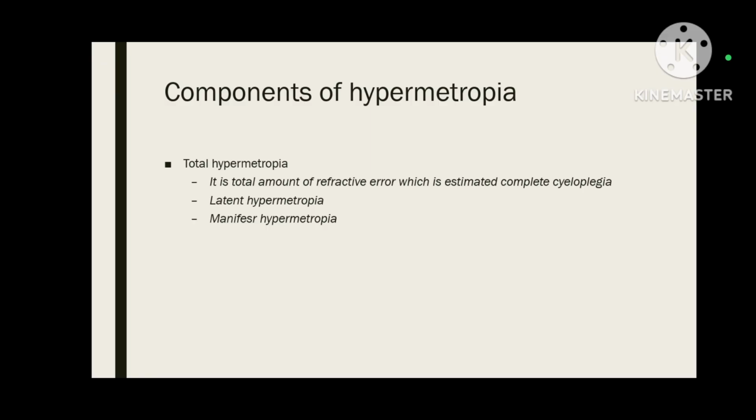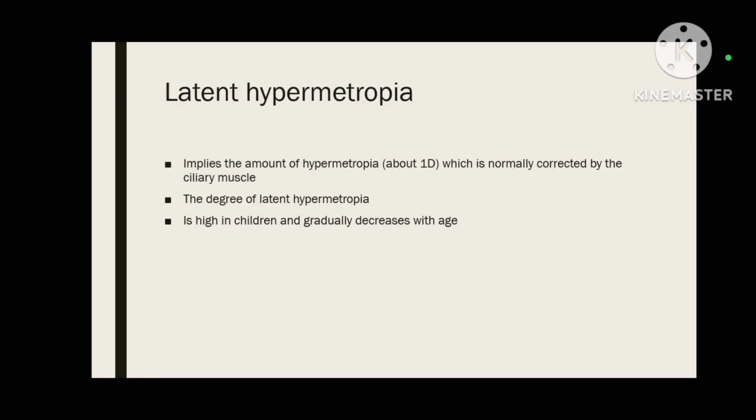Components of hypermetropia. First one is total hypermetropia. It is the total amount of refractive error, which is estimated completely under cycloplegia. Latent hypermetropia and manifest hypermetropia.